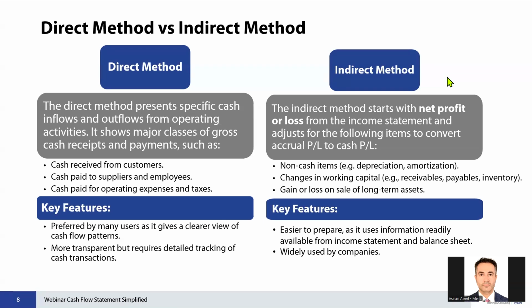So the aim of the indirect method is to take the net profit for the year and convert it from an accounting profit to a cash profit. So the aim is to convert the accounting profit that comes from the income statement or the P&L into a cash profit. How is this conversion done?